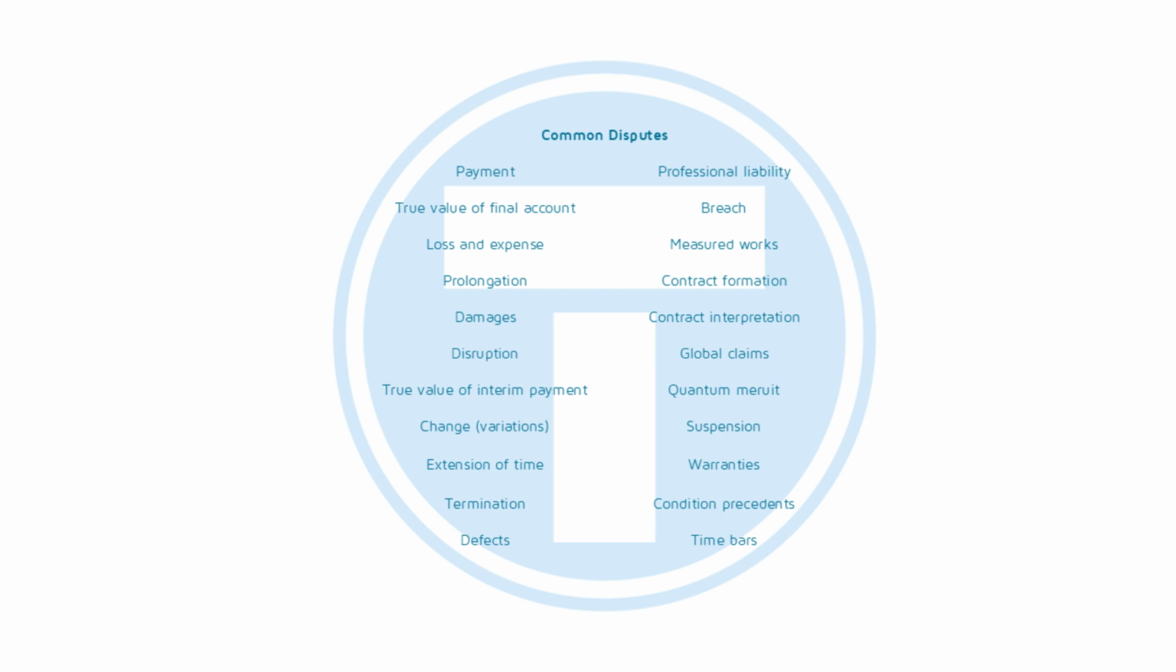Disruption. A claim for compensation for inefficiencies, interference, or changes in the way the work was carried out, leading to additional costs or delays. Disruption does not necessarily mean that the work is delayed in terms of completion, but rather that the work was carried out less efficiently than planned, leading to higher costs. Interim accounts. Disputes over the true value of an interim payment. Variations. Changes to the scope of the contract.